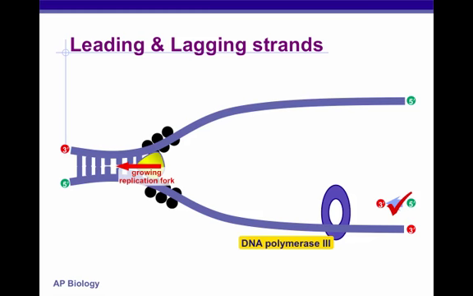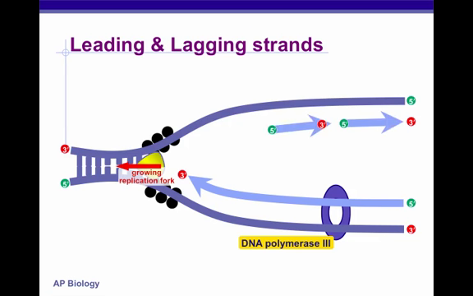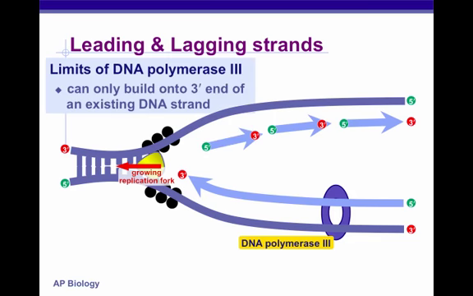Okay, we're going in the right direction, 5 prime to 3 prime. So we can just make a nice big long strand. But if we go down here, 3 prime to 5 prime, it doesn't work. This is what we just proved on the last slide. So we have to go in the other direction, 5 prime to 3 prime here, and then a shorter segment, and a shorter segment. So there's the limits of the DNA polymerase 3.